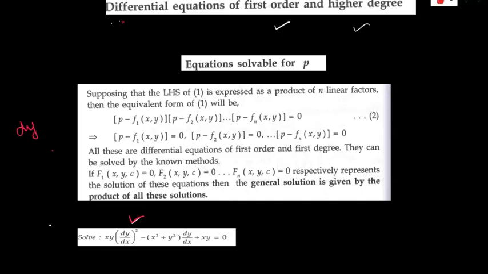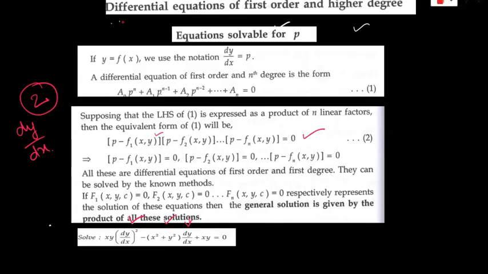If I say dy by dx, it is first order. Because of the power, it is a higher degree, that is more than 1. xy into (dy by dx) whole square minus (x square plus y square) into dy by dx plus xy is equal to 0. Now we are going to substitute dy by dx as p.